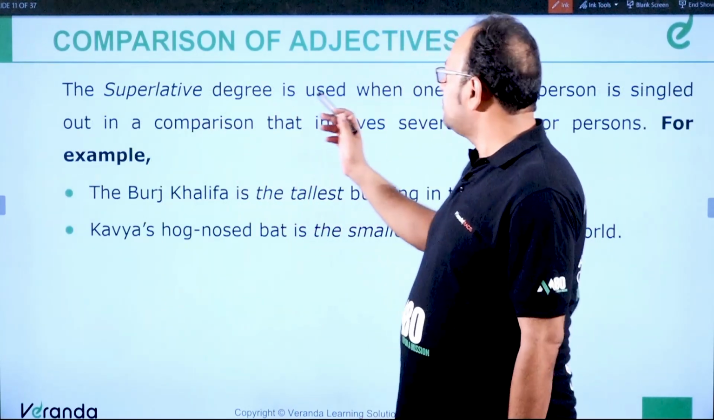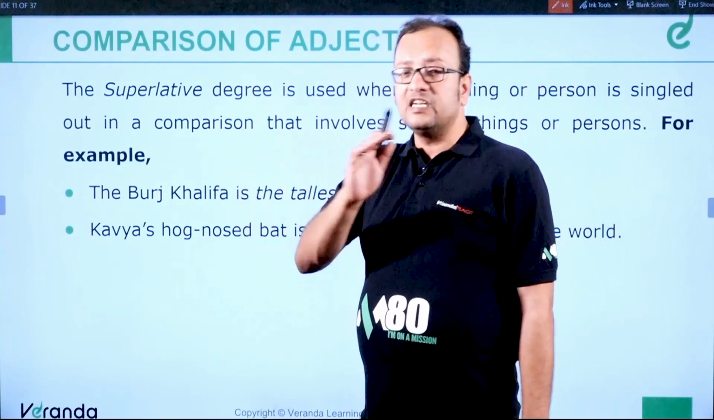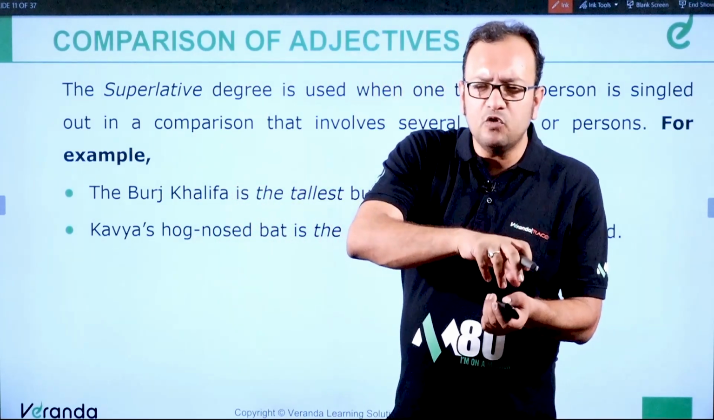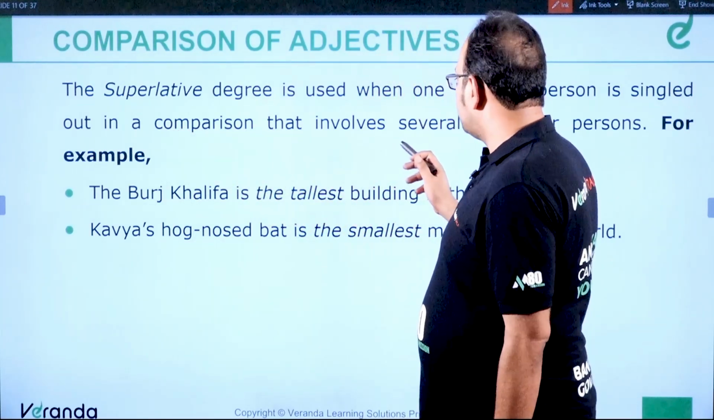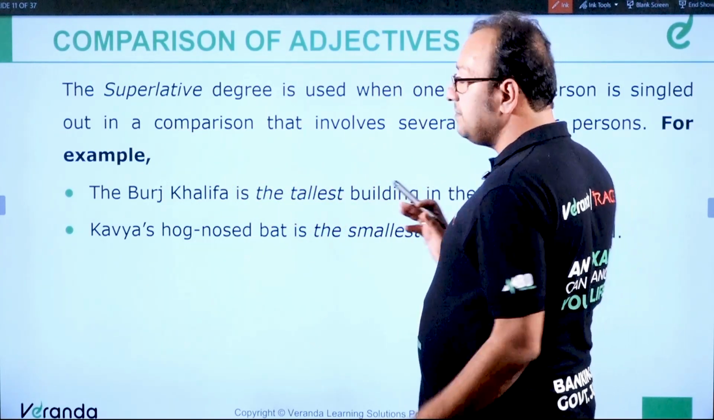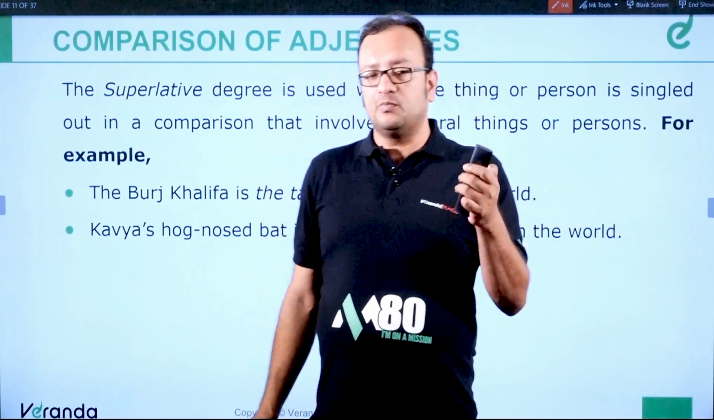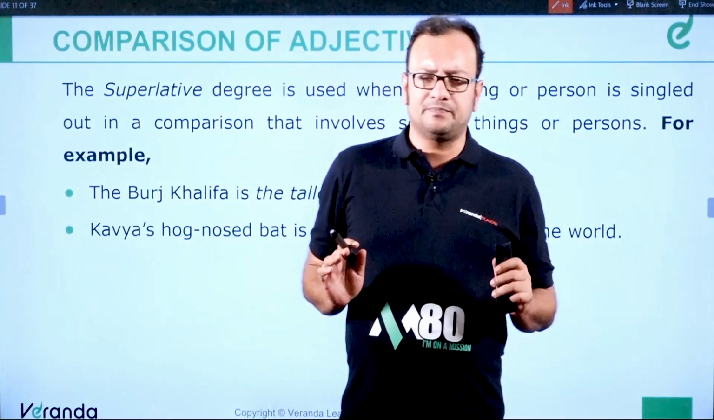The superlative degree is used when one thing or person is singled out. Singled out means he is made totally exclusive of the group. He is moved out from the group, in a comparison that involves several things or persons. Let me make it clear again. When I say exclusive, it means he is the best of the group, but does not necessarily be out of the group. So let me give you an example.